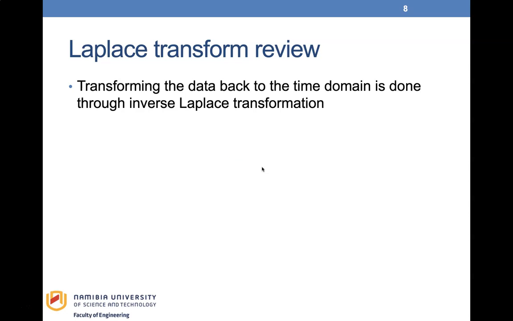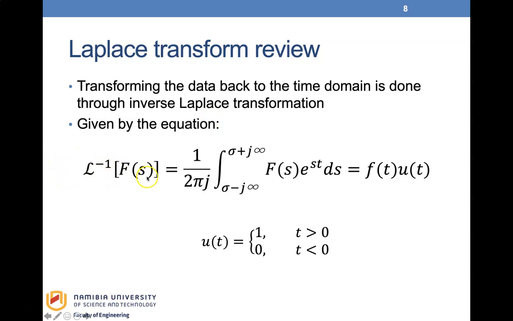Transforming the data back to the time domain is done through what we call the inverse Laplace transform, and it is given by this equation. So the inverse Laplace transform of F of s, which is now in the complex variable domain, and we're taking it back to the time domain, is given by 1 over 2 pi j, with the limits of the integral from sigma minus j infinity to sigma plus j infinity, and then you put in the function in the complex variable multiplied by e raised to st ds, and this will give you f of t u of t, where u of t is 1 when t is greater than 0, and u of t is 0 when t is less than 0.